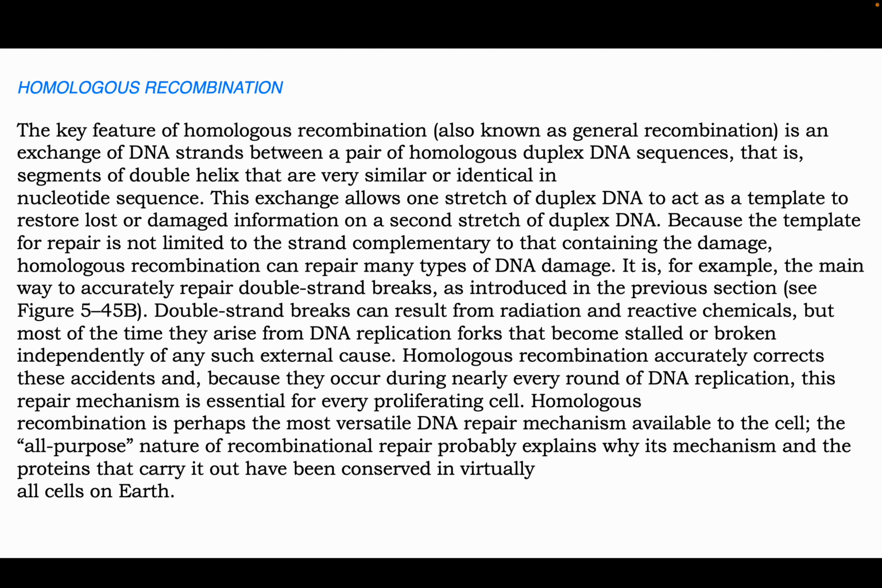Homologous recombination accurately corrects these accidents, and because they occur during nearly every round of DNA replication, this repair mechanism is essential for every proliferating cell. Homologous recombination is perhaps the most versatile DNA repair mechanism available to the cell. The all-purpose nature of recombinational repair probably explains why its mechanism and the proteins that carry it out have been conserved in virtually all cells on Earth.